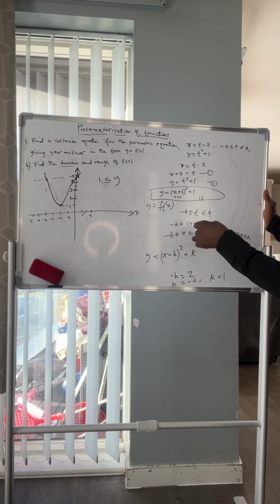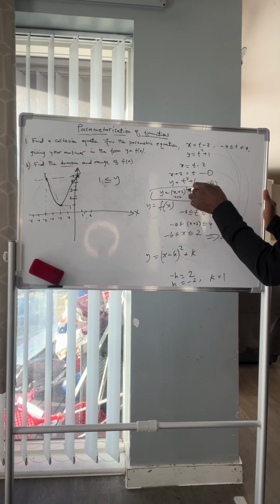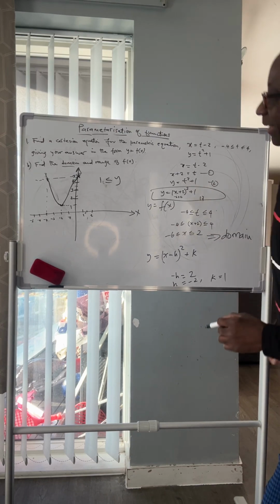If you put 2, 2 plus 2 is 4. 4 squared is 16. 16 plus 1 is 17. So our upper value is 17.